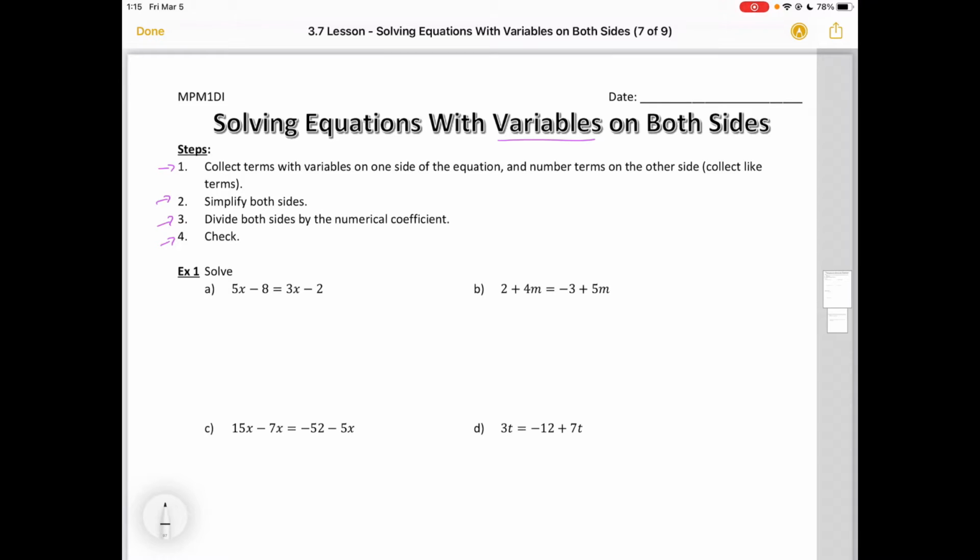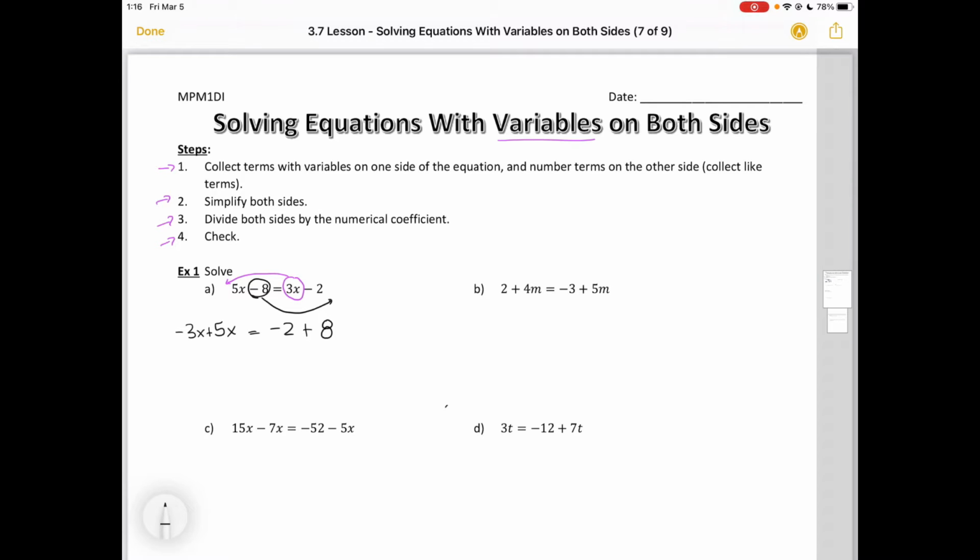So first thing I'm going to do is collect my terms with variables on one side. So I'm going to move 3x over and change the sign. And I'm also going to move my number over to the right-hand side. So now I've got 5x minus 3x plus 5x, and then minus 2 plus 8.